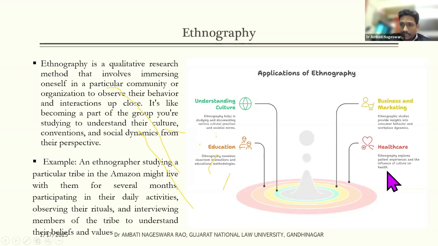So one can also conduct, sorry, if you want to understand indigenous practices, what kind of indigenous practices tribals are still following, what kind of health-seeking behavior they have, even as a part of management. If you want to understand leadership styles, work culture, as a part of business, as a part of marketing, we can conduct ethnographic research work. Okay.